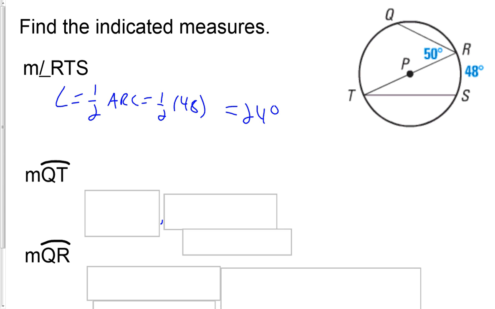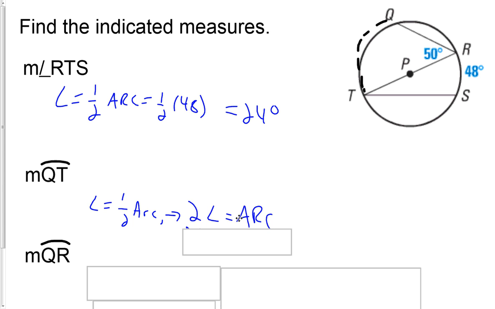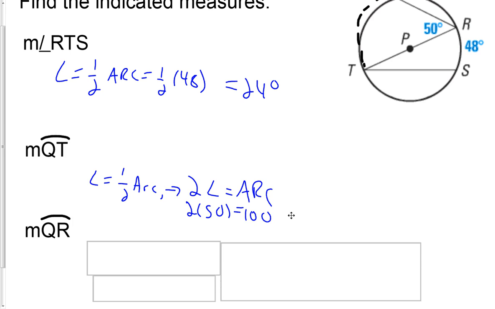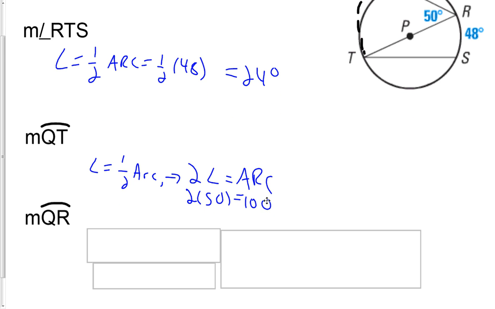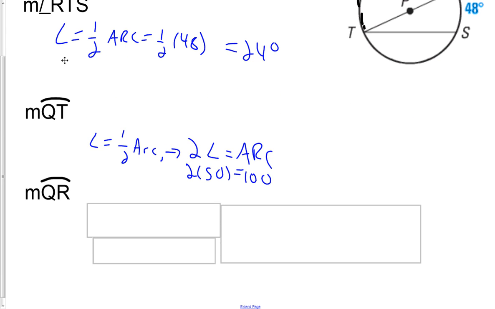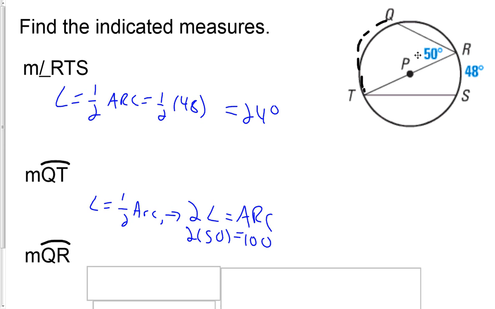If we're solving for QT over here, this segment over here, we've got the angle equals half arc, so what we have is 50 equals half of what, right? So we're going to multiply by 2 on both sides, and we get 2 times 50 is 100 degrees, is our measure of arc QT.